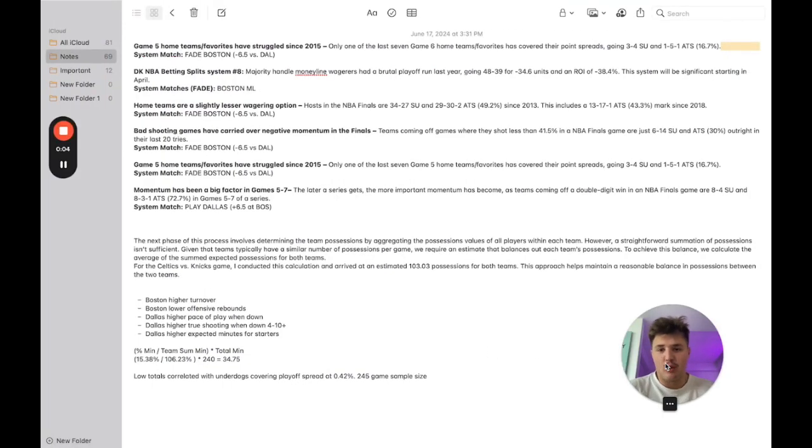We have a free pick for you today in the Celtics and Mavericks Game 5 of the NBA playoffs. We're going to get into a bunch of systems I have written down. We're going to get into correlation, turnover percentages, possessions per game, a bunch of different statistical categories that we can look at to try and determine who's going to cover the spread tonight.